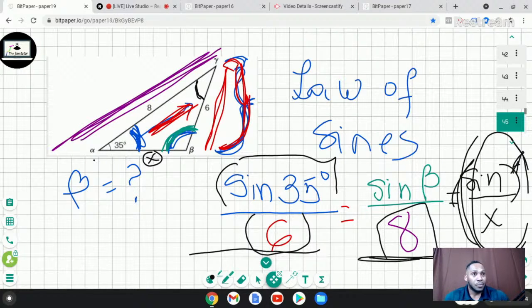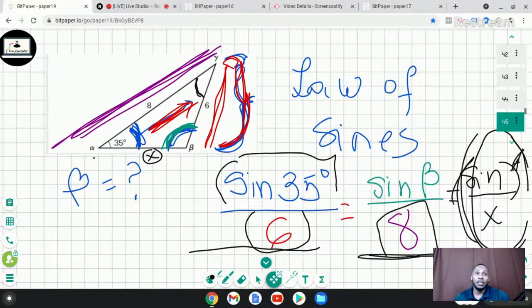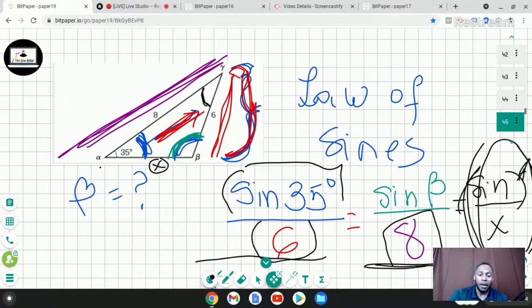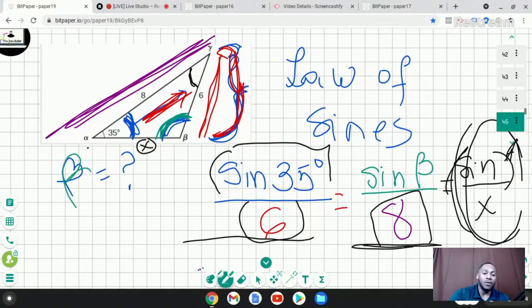Now, we started with sine of 35, which is this angle right here. And we said that divided by the length of the side that is directly opposite to the angle that's 35 degrees, is the same thing as sine of this angle beta that we're looking for. Remember what we're looking for, beta. I should probably color this in green because that's what we're looking for. Sine of beta divided by the length of the side that is directly opposite to the angle beta, which gives us 8. Directly opposite to that angle is this side right here, which is 8.